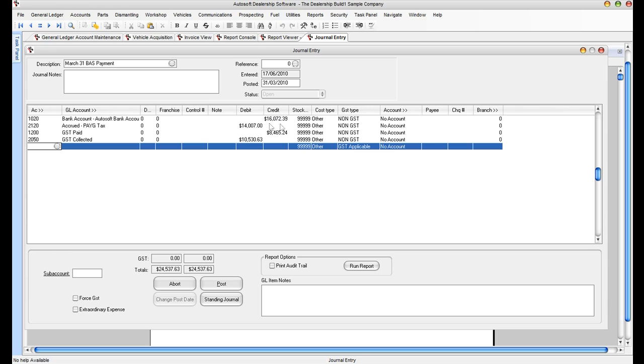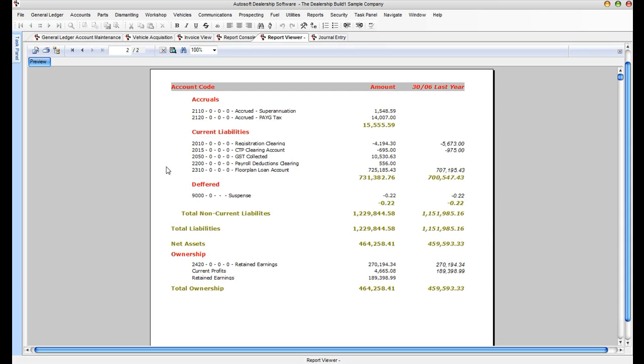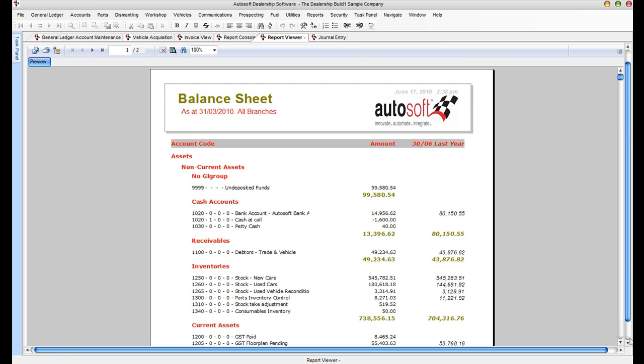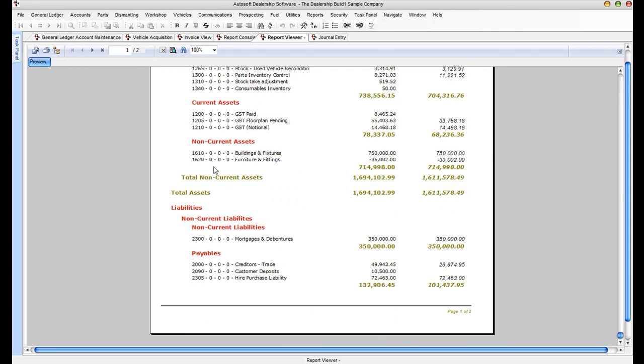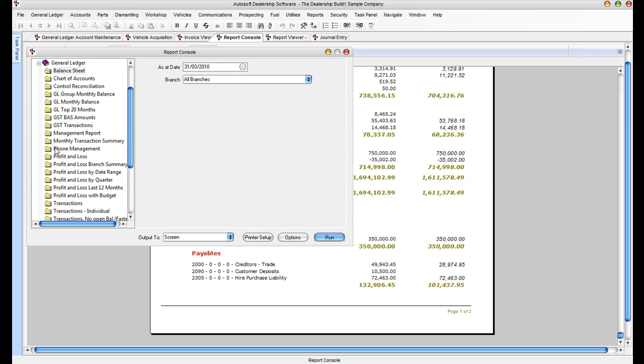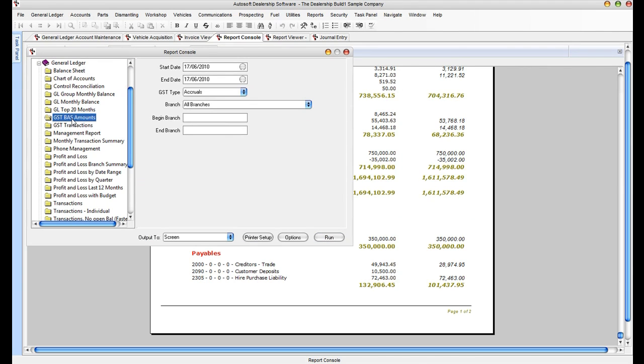So I've got the amount we're paying the tax office, which is the net of the accrued PAYG tax, GST paid and GST collected. And those three balances should correspond to the balance sheet, accrued PAYG, GST collected, and over the page there down the bottom, the GST paid, $84.65.24, and they should also correspond to the BAS totals report.